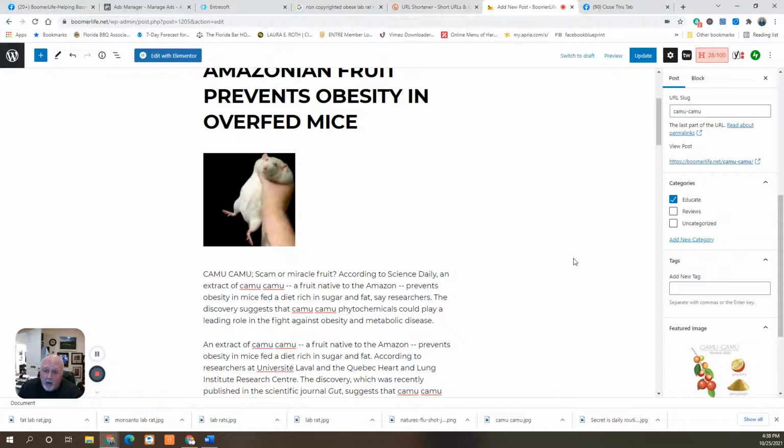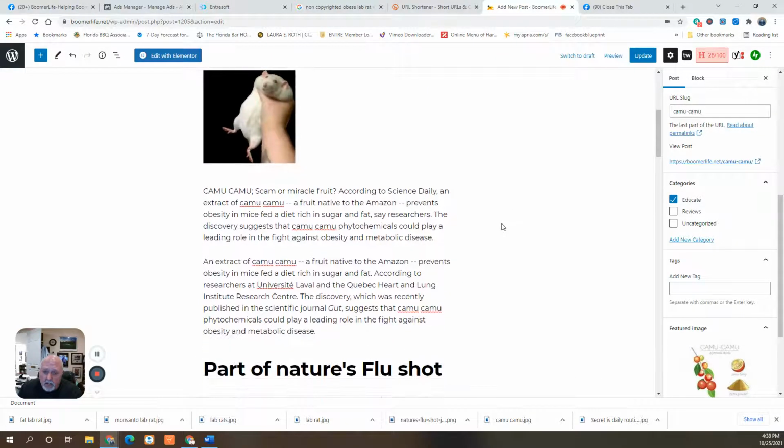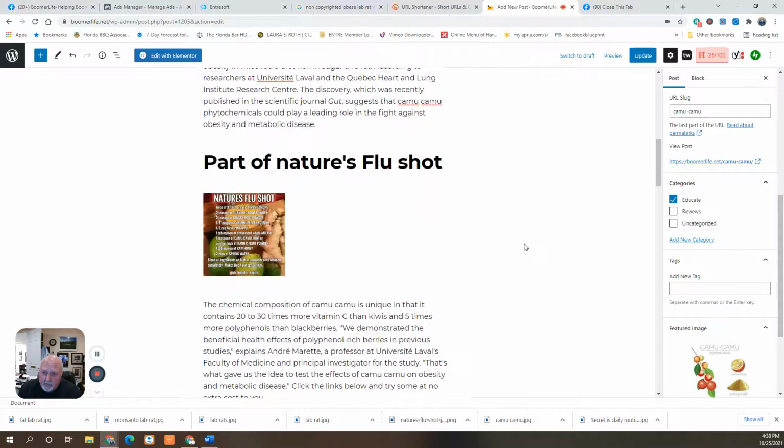Well, we'll see. According to researchers at the Université Laval at Quebec Heart and Lung Institute, the discovery was currently published in a scientific journal, Gut, and suggests that this is the case.